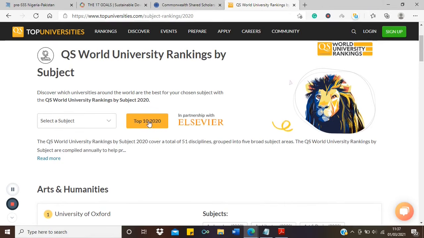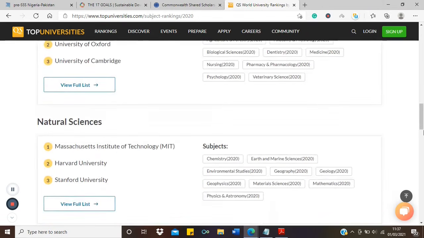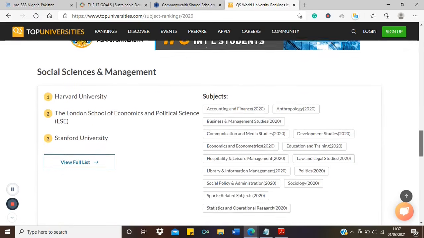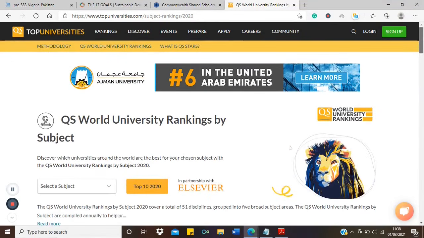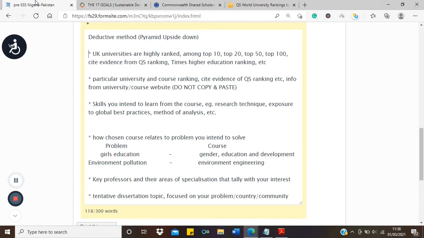When it comes to technology, this university actually has it. When it comes to social sciences and management, this university actually has it. So check where your university lies when it comes to the different subjects. So let's go back to our essay. So we talked about the highly ranked UK universities, drawing evidence from the QS ranking and the rest.